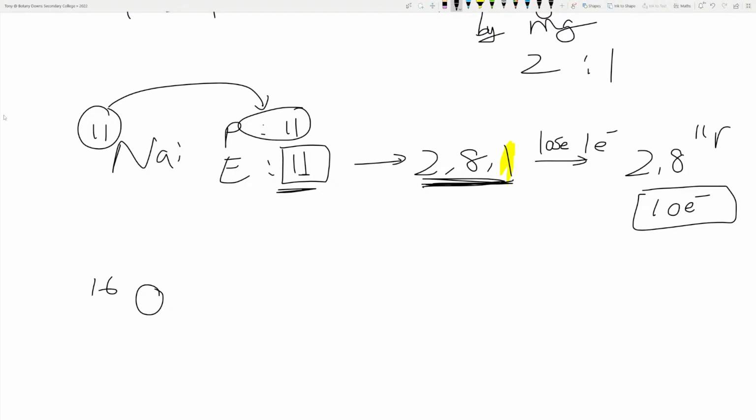You have 11 protons. So you have 11 positive protons and 10 negative electrons. 11 minus 10, you have 1 more proton than electron. So that's why Na has a positive 1 charge.